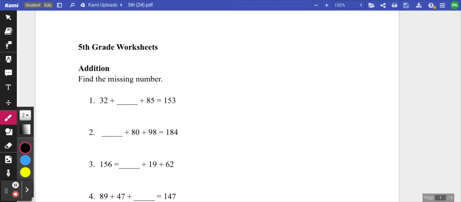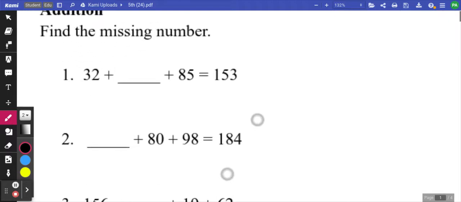Hey guys, to begin today's fifth grade worksheet, we'll be starting off with addition. And in today's worksheet, we have 3 numbers that we are adding, 2 that are given, 1 missing, and that is what we will be finding. So let's look at number 2.